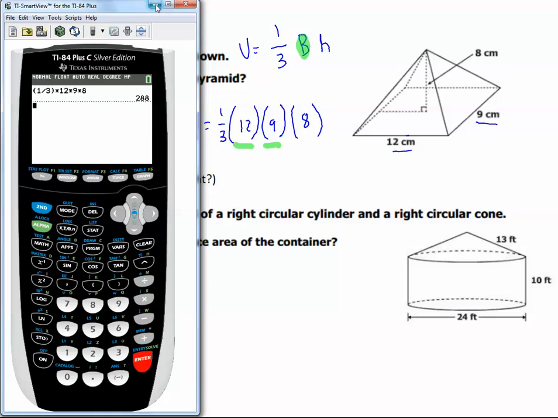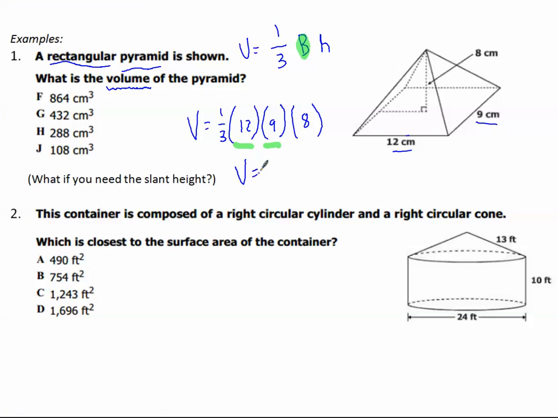288. Let me close this down. So our volume equals 288. Now, we started with units. This is centimeters, so we have to put centimeters. And whenever we're dealing with volume, that's 3-dimensional, so we use centimeters cubed, meaning it's a centimeter in 3 different directions. I was going to draw a cube, but I'll save you the horror of looking at my terrible drawing. 3 dimensions, cubed units.